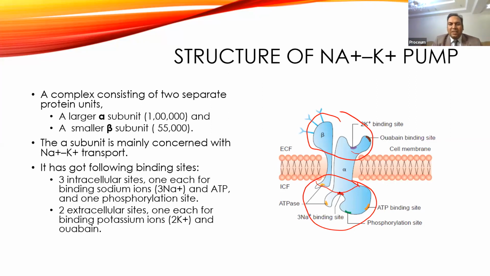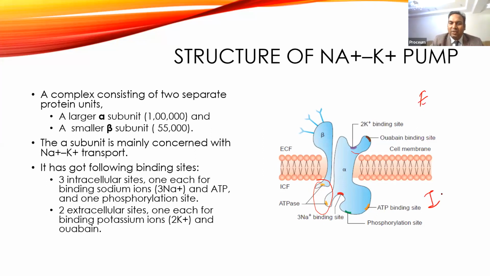Okay. If you see this structure in detail, the alpha subunit has an inbuilt ATPase activity. So here it has an enzymatic activity which splits the ATP into ADP and inorganic phosphate. On the inside of the cell, the alpha subunit has a binding site for ATP. This is extracellular fluid outside, and this is inside. ATP binds to the alpha subunit. Keep these small points in mind, and you'll get MCQs on this point. So the alpha subunit has a binding site for ATP.